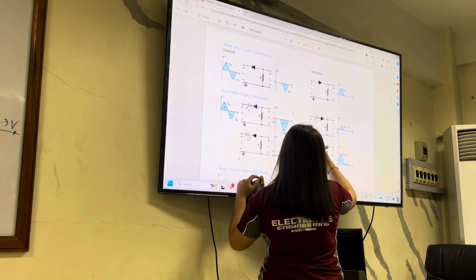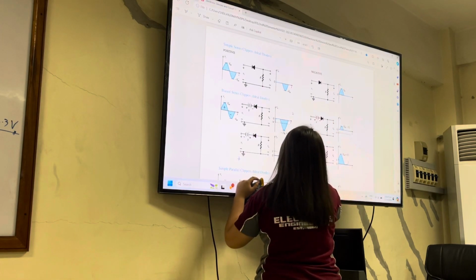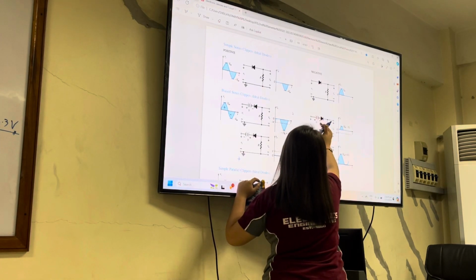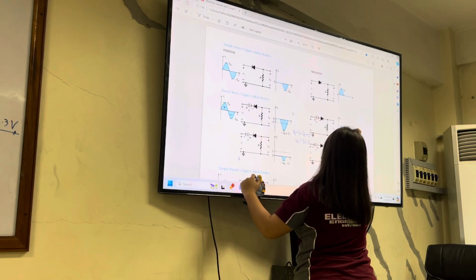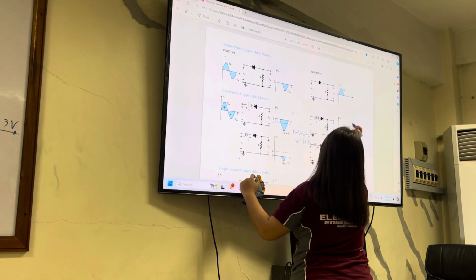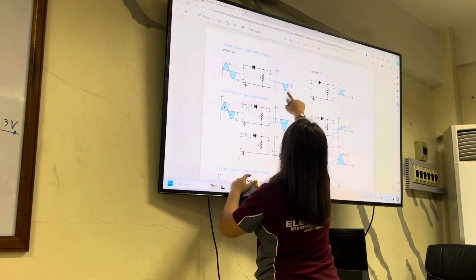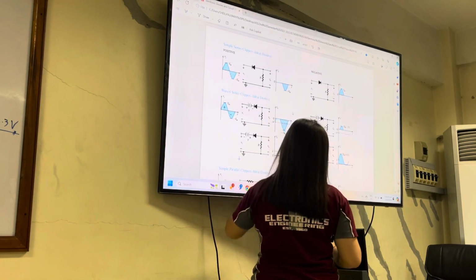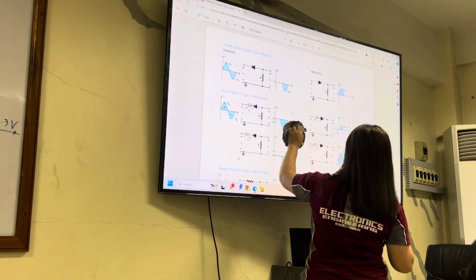During the negative half cycle, this is the reverse bias condition, so it is flat. It is no longer negative, that's the peak. Next, we have this one.